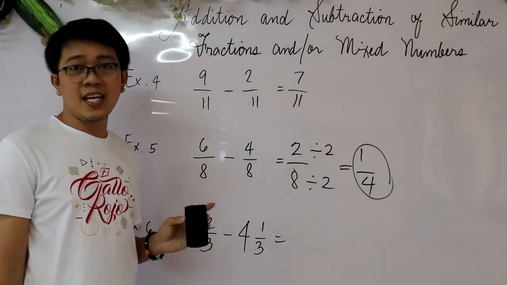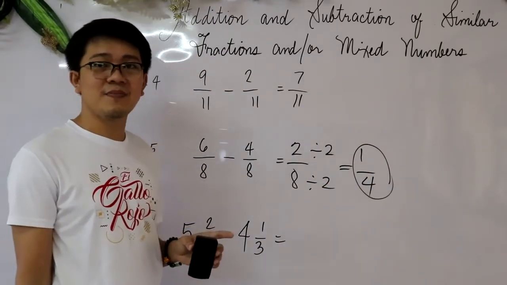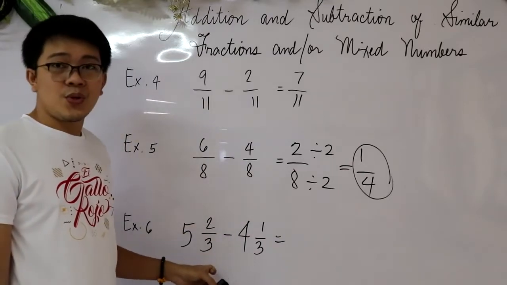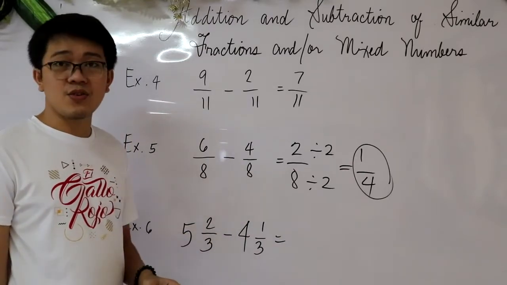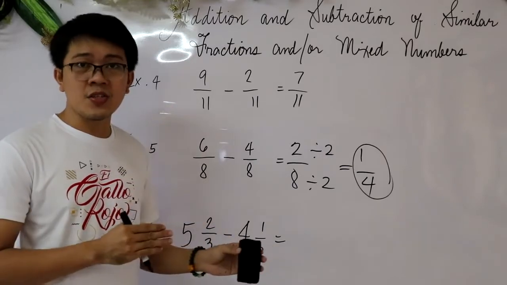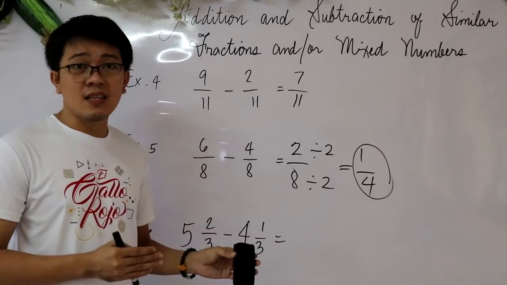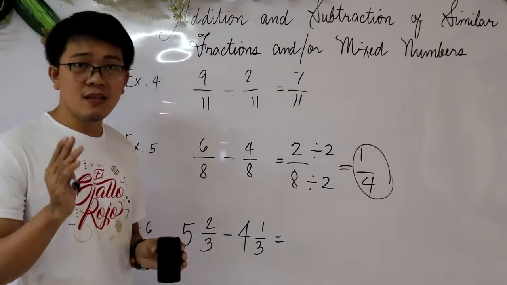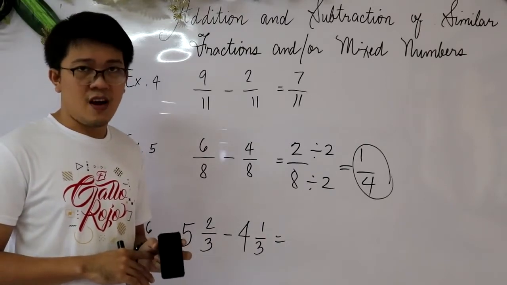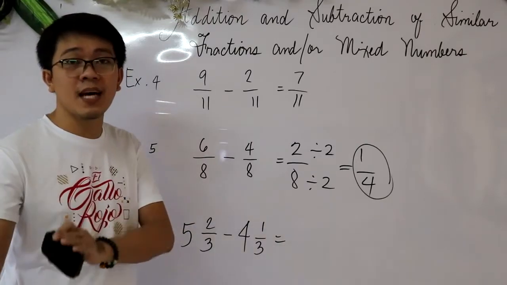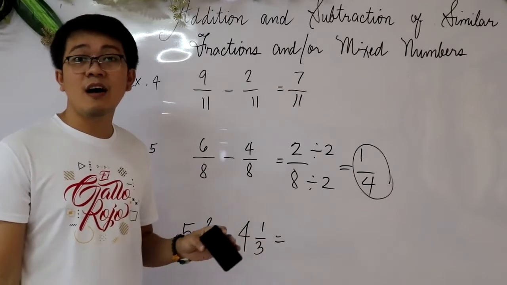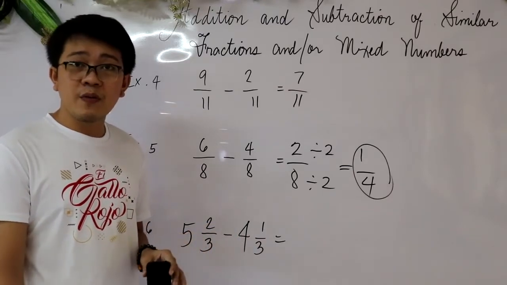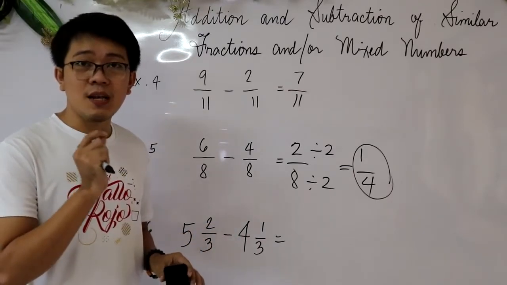Let's try to find the difference of these two mixed numbers here. 5 and 2/3 minus 4 and 1/3. Now in addition, we always start adding the whole numbers and then followed by the fractions. Same rule applied here in the subtraction of mixed numbers. We first subtract the whole numbers.